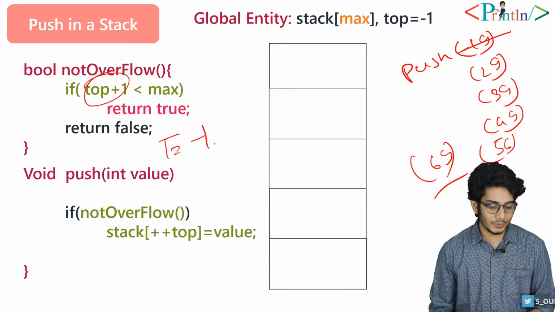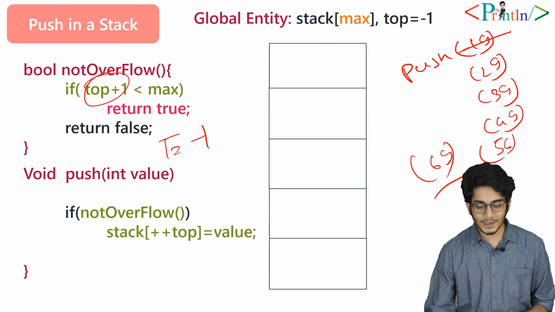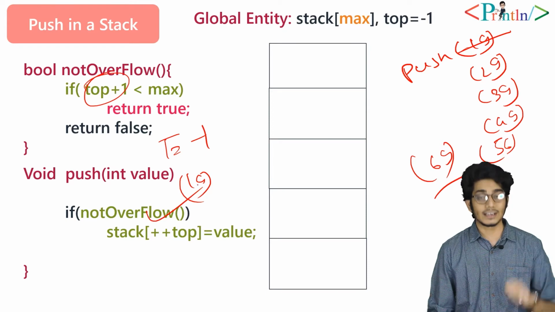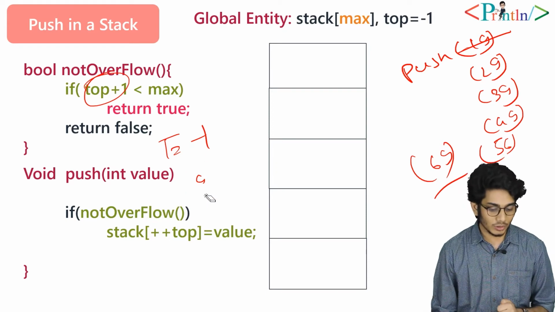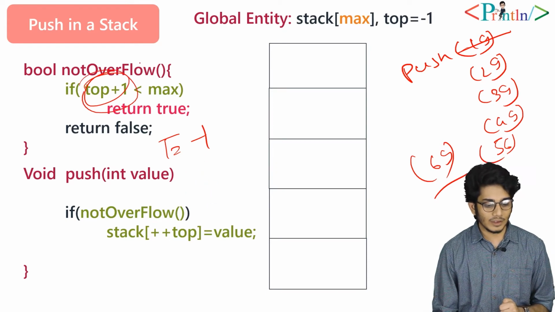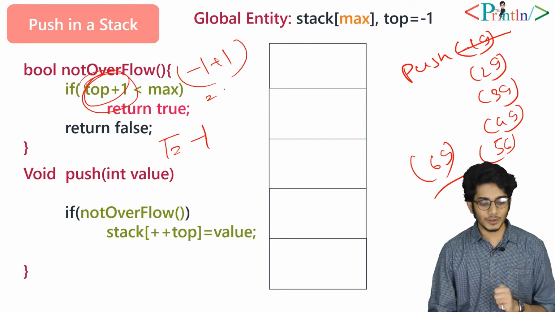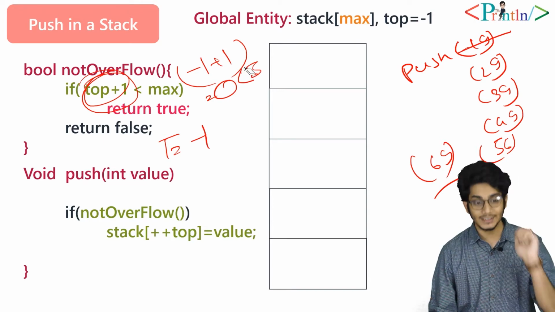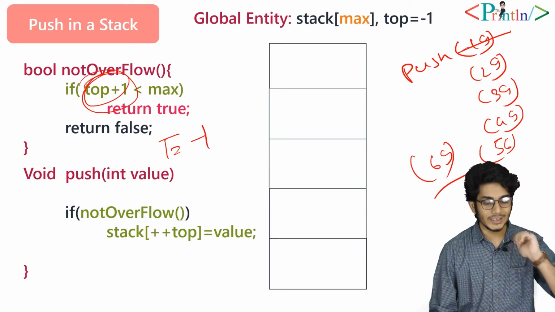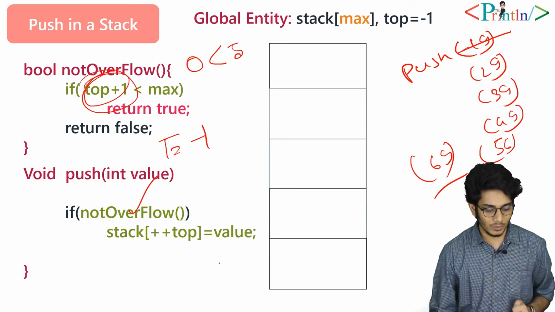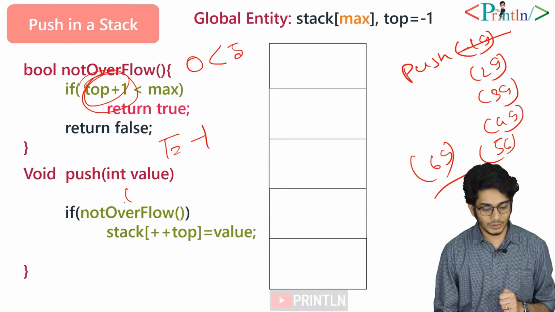Then what we'll do? Let's say we'll pass 19. 19 will come here. Then it will check whether our condition is overflow or not. So what is the value of the top now? The value of the top is -1, so the output will be 0. 0 is less than 5, so it will return true here.